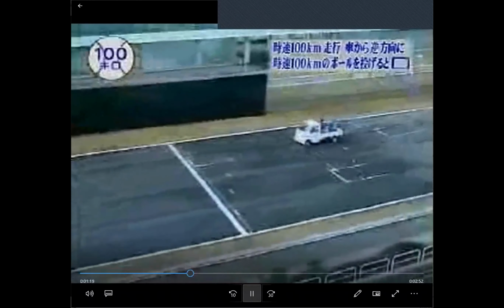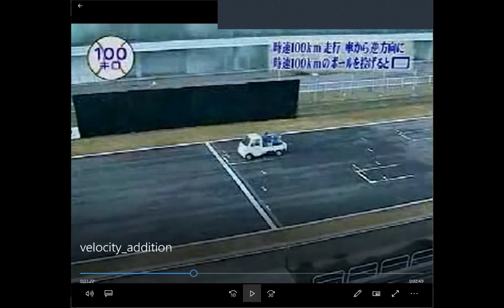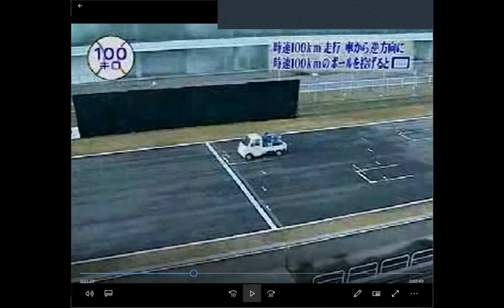Okay, here we go. So we've got this nice black background, so that ball will show up against it. This is on the straightaway, as they just showed you. So here goes.